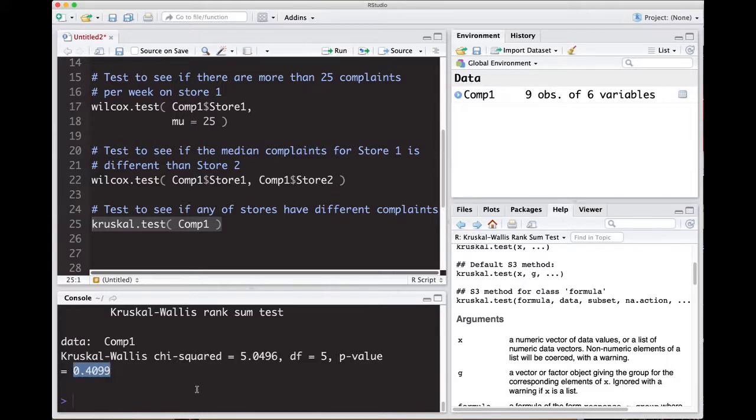The p-value is 0.4099. All right, so this has been our video tutorial on non-parametric techniques that are used for centers.